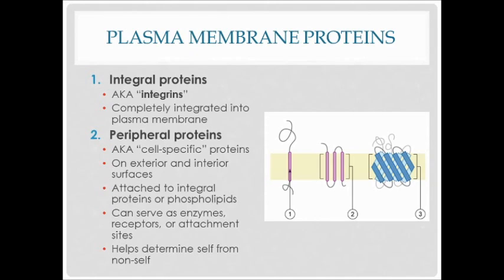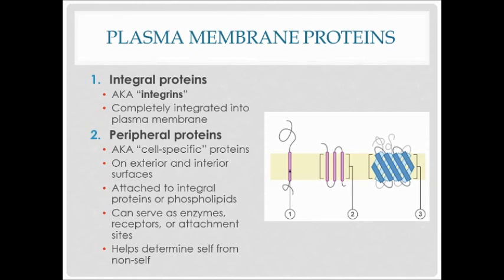Those are also known as integrins, and in this picture on the side, you can see that an alpha helix, a collection of alpha helices, or a beta pleated sheets can form the structure of these integral proteins.